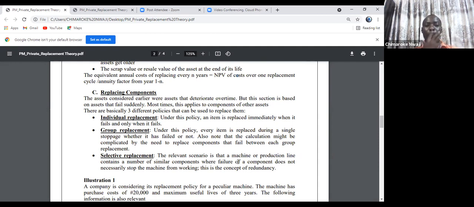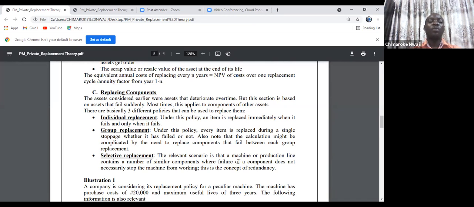We have what they call the individual replacement. Under this individual replacement policy, an item is replaced immediately when it fails and only when it fails. So it means that if an item fails, you replace it immediately and you don't replace any item that has not failed. Now, that's one method or policy.